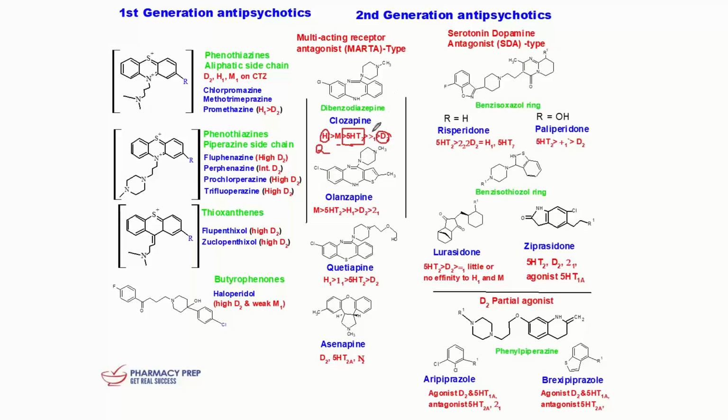But one of the unique side effects of this one is hypersalivation. About 30 to 40% of patients on clozapine have hypersalivation. That means excessive saliva is produced with this medication. So that cannot be explained from this muscarinic activity. So next one here is olanzapine.